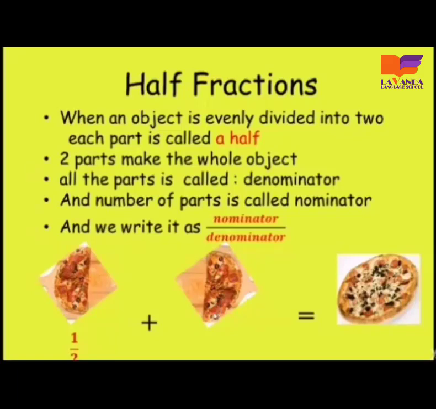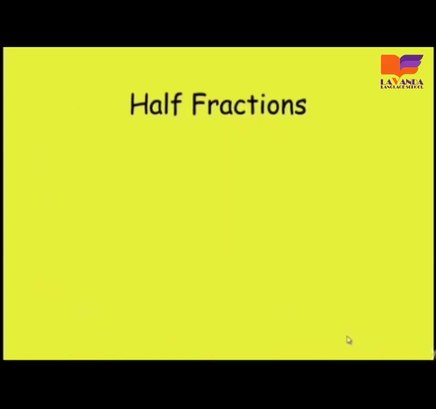Again, this part is 1. Numerator is 1. Those 2 parts are 2. All of them are 2. So the denominator is 2. So those 2 parts, if I add them together, I will make one whole pizza. So 2 halves equal one whole pizza. Right.